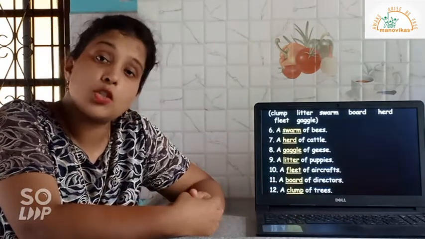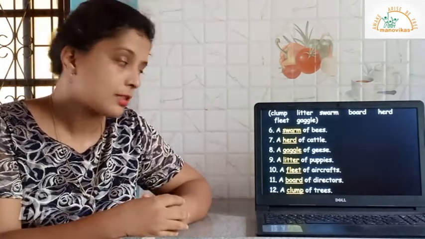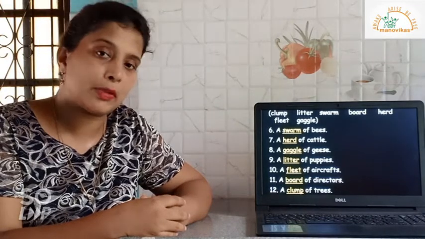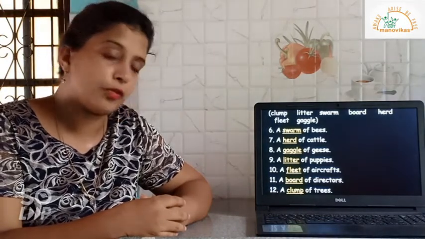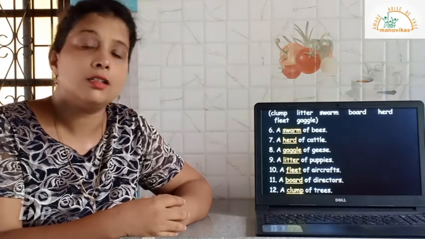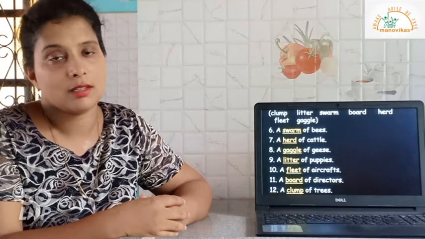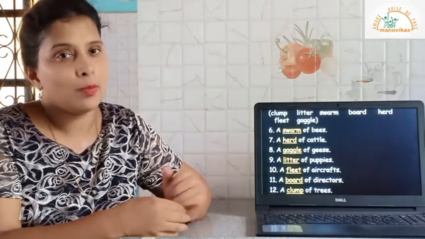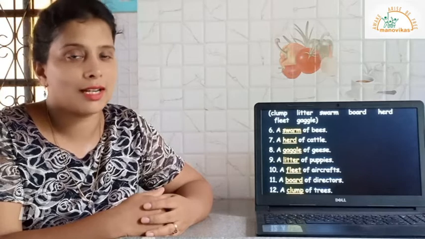Assuming that you have got the answers, I proceed to give you the answers. A swarm of bees, a herd of cattle, a gaggle of geese, a litter of puppies, a fleet of aircrafts, a board of directors, and a clump of trees. With this, I hope you have understood what are collective nouns.